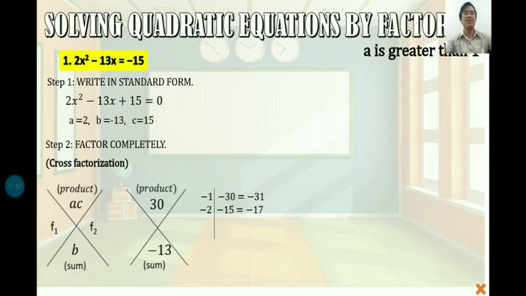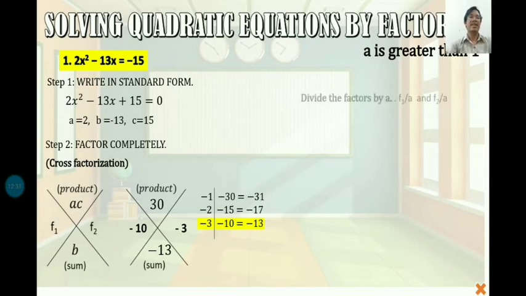Okay? Let us proceed now. Negative 3. What number will you multiply to negative 3 to get positive 30? Yes. The answer is negative 10. Let's check now. Negative 3 times negative 10. The answer is positive 30. What about the sum of negative 3 and negative 10? Is that equal to negative 13? Let us check. Negative 3 plus negative 10. The answer is yes, negative 13. So negative 3 and negative 10 are the correct factors. So we have negative 10 and negative 3.